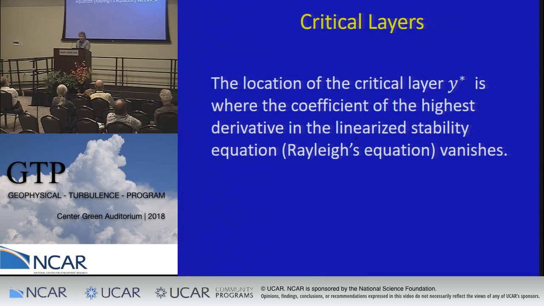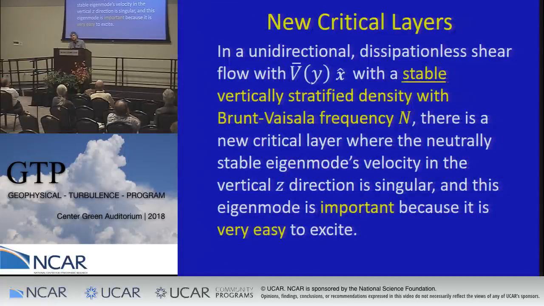But let's go back to sophomore year of mathematics, when you start looking at ordinary differential equations. If you look at the coefficient of the highest derivative term, and if that vanishes anywhere in the region, then you can have a logarithmic or worse type of singularity. That is really what a critical layer is. The governing equation for stability is the vorticity perturbation equation called Rayleigh's equation, and the highest order term there is second order, and the leading order term will become zero at the critical layers.